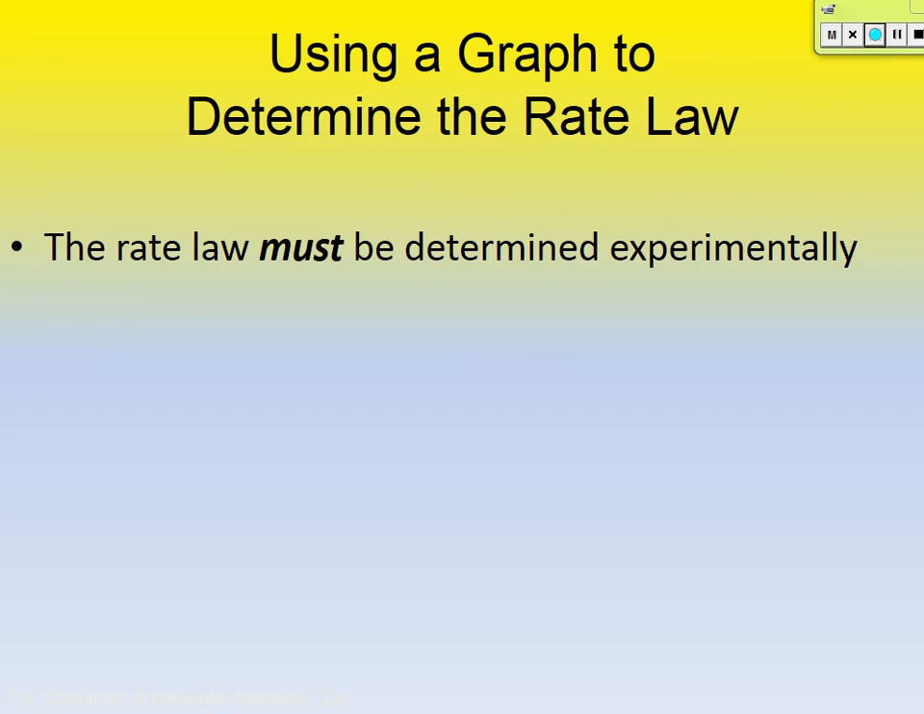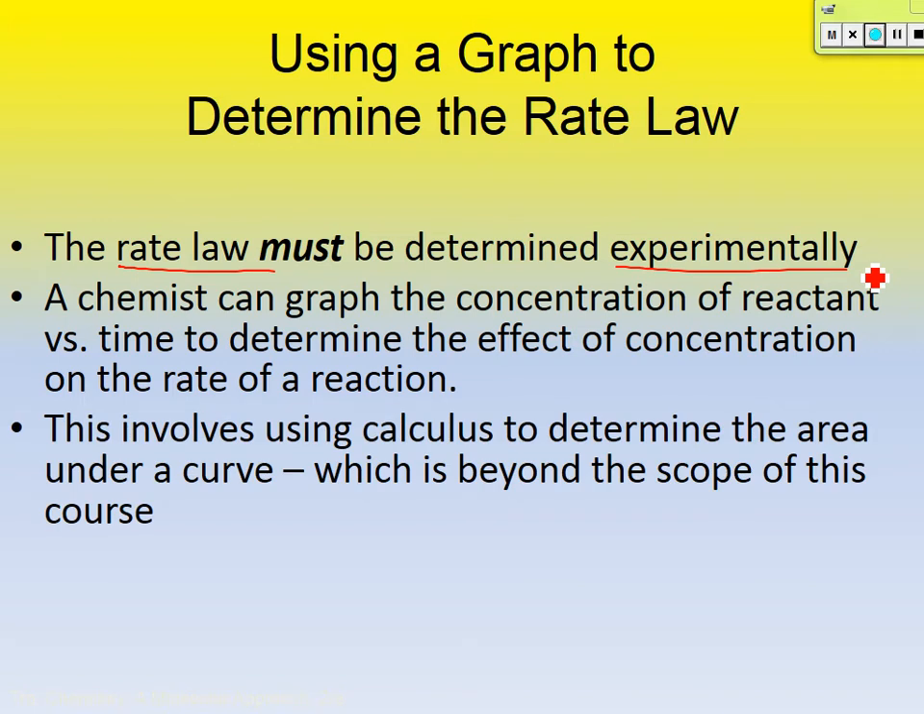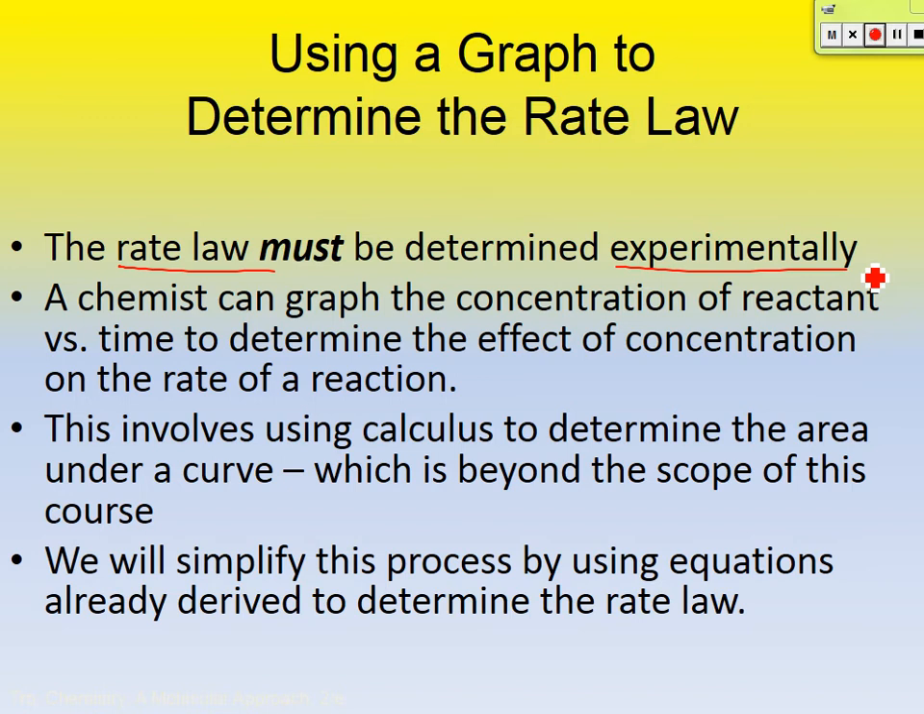The rate law, which we've been studying a lot in the past couple of lessons, must be determined experimentally. We just got done doing a lab where we determined the rate law experimentally. You actually did the reactions, timed them, and figured out the rate law. Well, a chemist can graph the concentration of reactants versus time to determine the effect of concentration on the rate of a reaction. But this involves using calculus to determine the area under the curve, which is beyond the scope of this course. We're not going to do calculus. So we're going to simplify this process by using equations that have already been derived to determine the rate law.